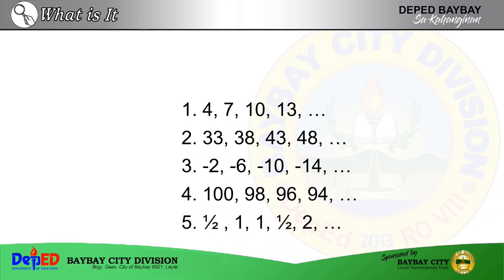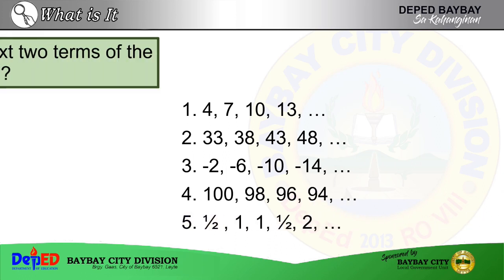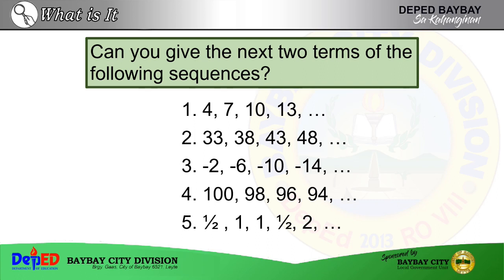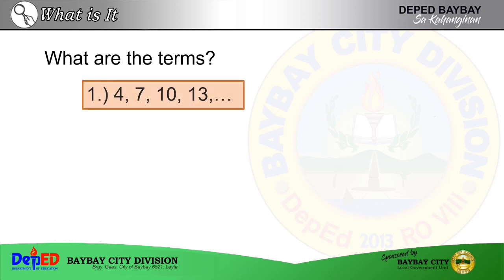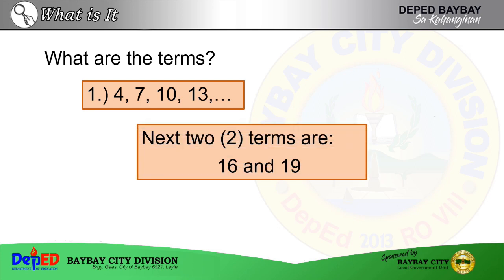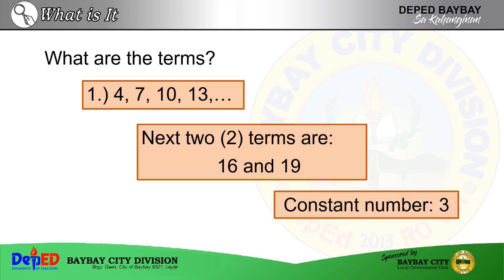Observe the following sequences. Can you give the next two terms of the following sequences? What are the terms for sequence number 1? 4, 7, 10, 13. If you get 16 and 19 in item 1, then you are correct. Notice that a constant number 3 is added to the preceding term to get the next term.